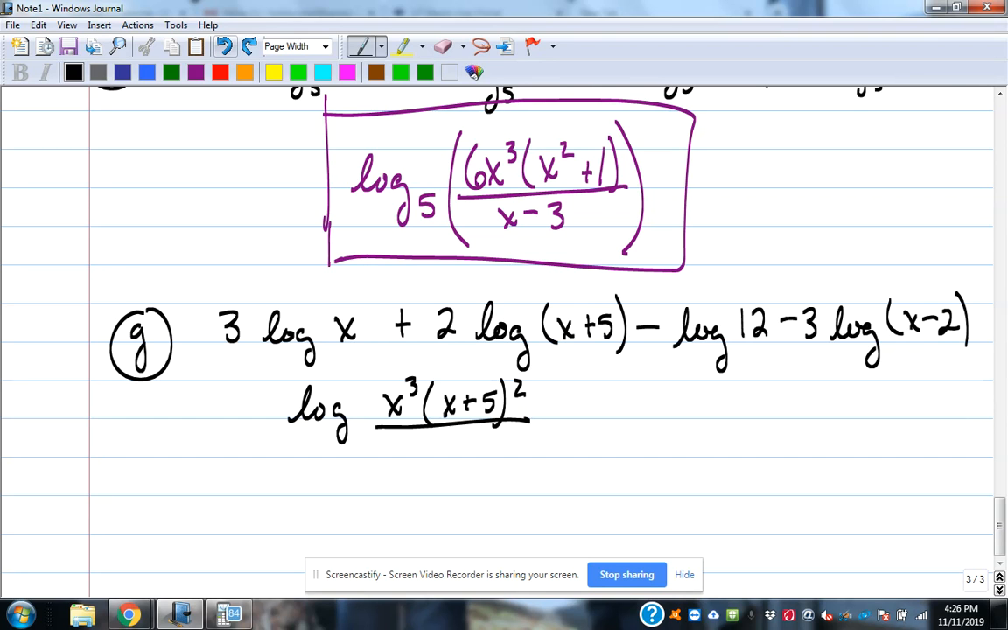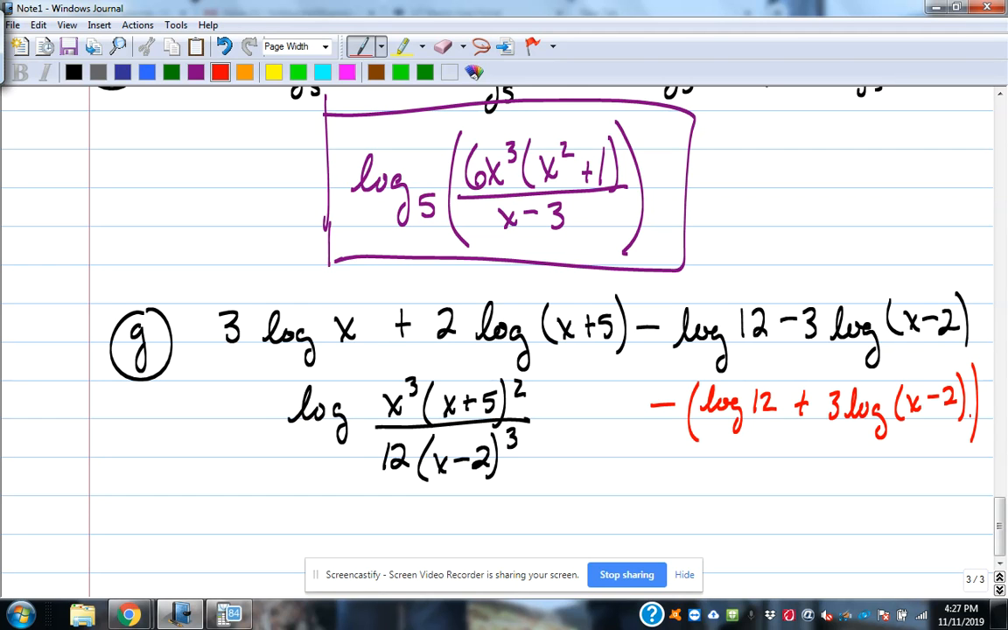Subtraction indicates that they're going to be divided by. If both of them are being divided by, you're going to multiply them together in the denominator. Not x minus 5, but x minus 2 cubed. The idea is that if you factored out the negative, you would have log base 10 of 12 plus 3 log base 10 of x minus 2.